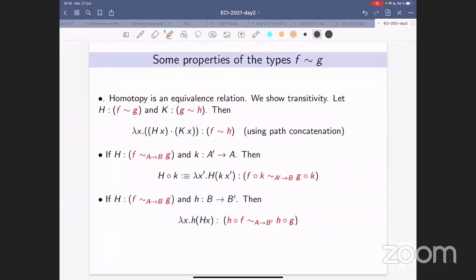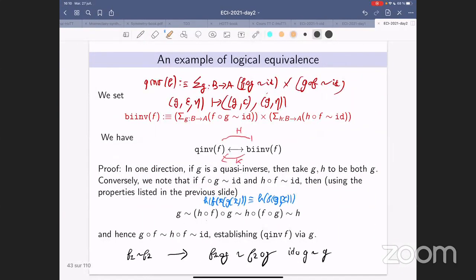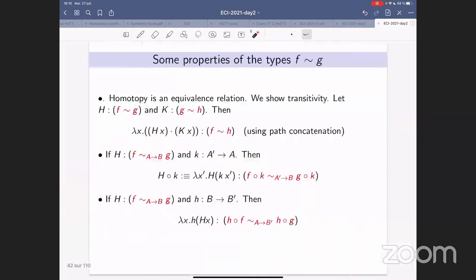So the next thing was to play a little bit with this notion of homotopy. Remember that before the break, I tried to justify all these manipulations here, here, and this is here.